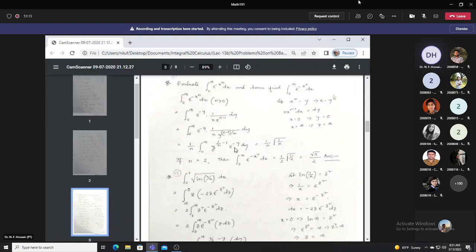So it goes directly to the formula for the gamma function, where n is 1 over n, and there was 1 by n outside. So 1 over n into gamma 1 by n. This is the value of this integral: the integral from 0 to infinity of e to the power minus x to the power n is 1 over n into gamma 1 by n. Now put n equal to 2 for this integral. It should be half into gamma half, and gamma half is root pi. So root pi by 2. Very, very important result.